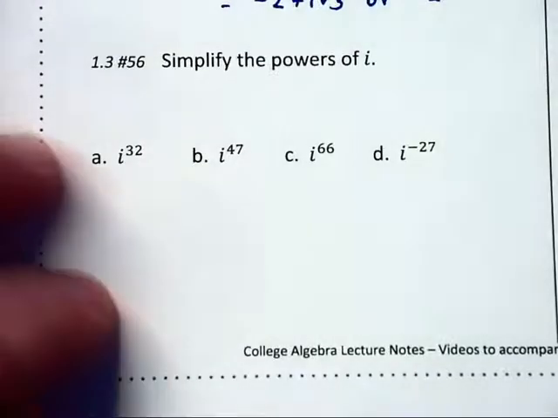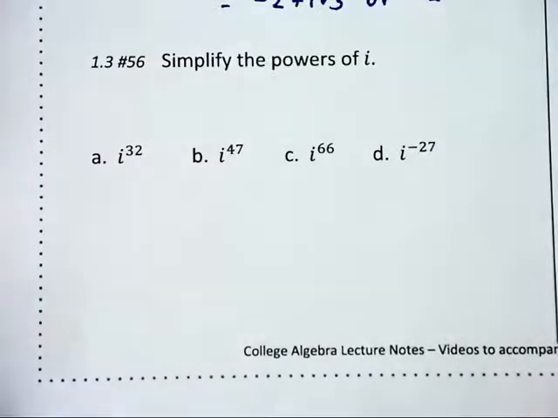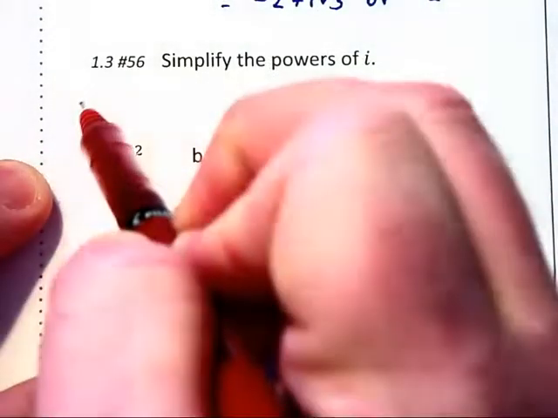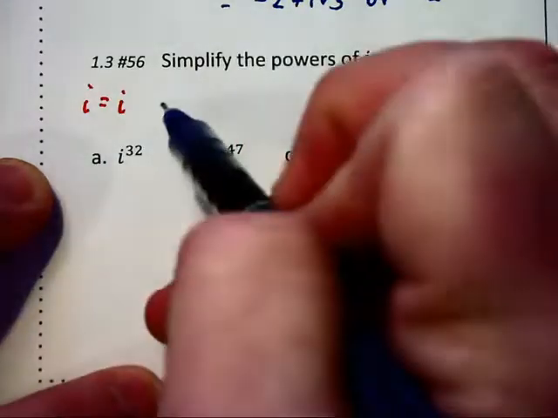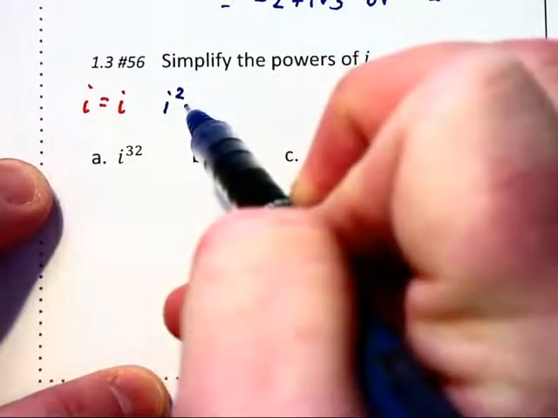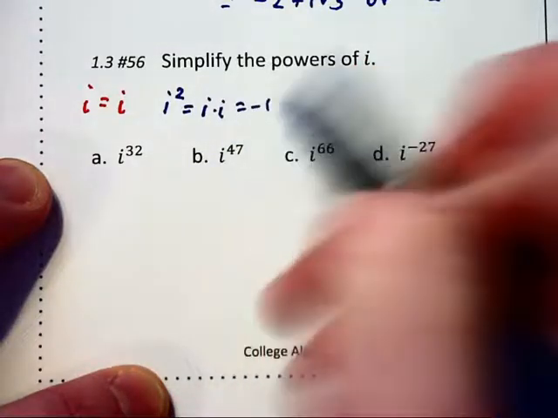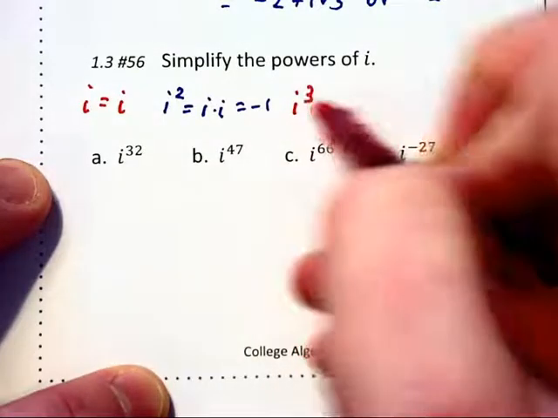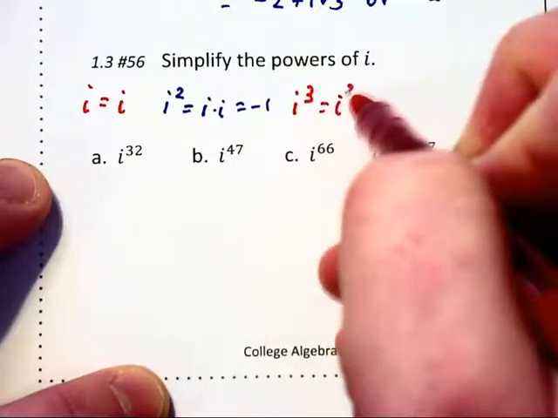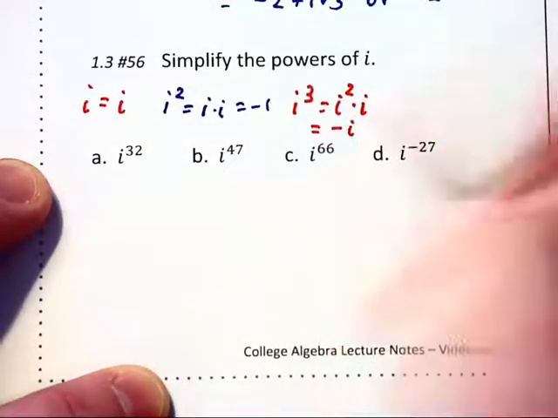When we deal with powers of i, there is a cycle of 4 numbers that we deal with. Anytime we see i, we just leave it as i. Anytime we see i squared, which is basically i times i, we get -1. Anytime we have i to the third, which can be written as i squared times i, that turns into -i.